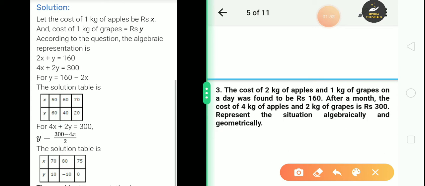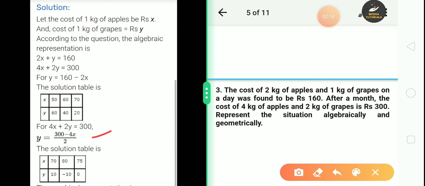Now assume x is equal to 70. So 2 into 70 is 140 and 160 minus 140 is 20. So when x is 70, we are getting y as 20. Okay, so these coordinates are for equation 1. Now consider equation 2, 4x plus 2y is equal to 300, and from this equation we can write y is equal to (300 minus 4x) upon 2.